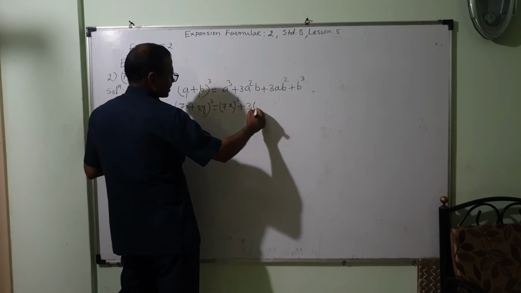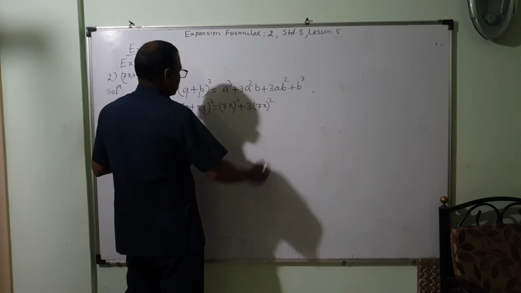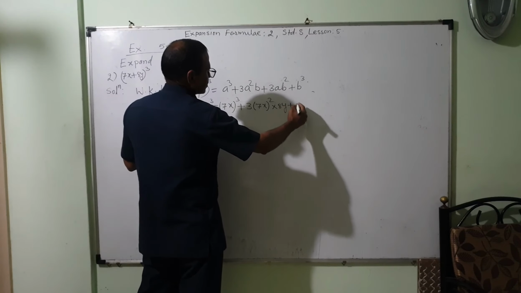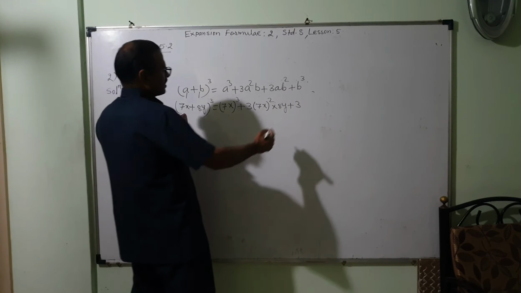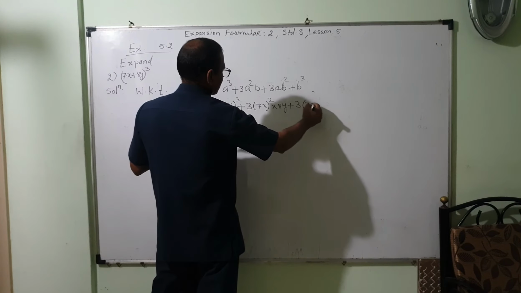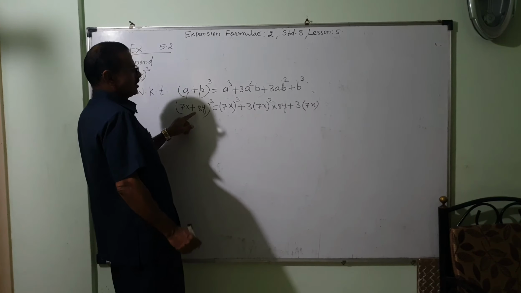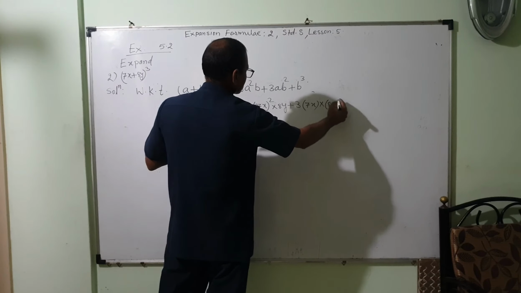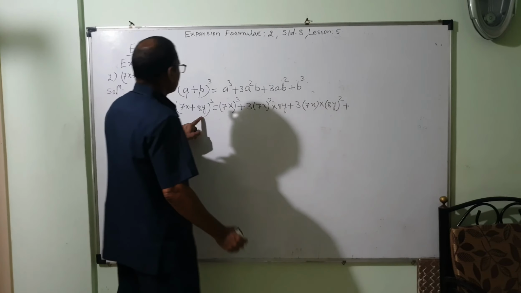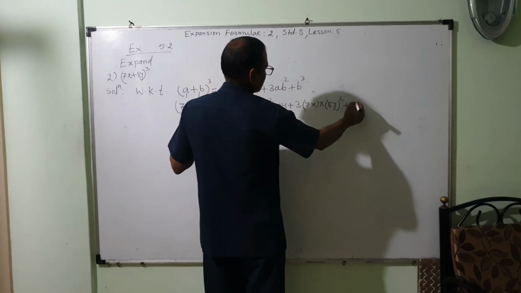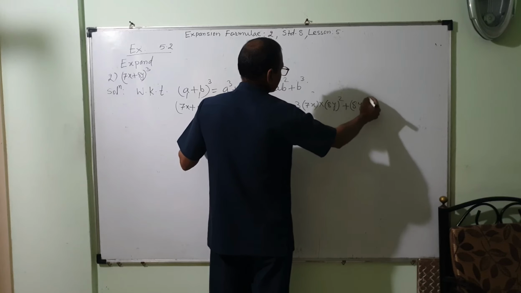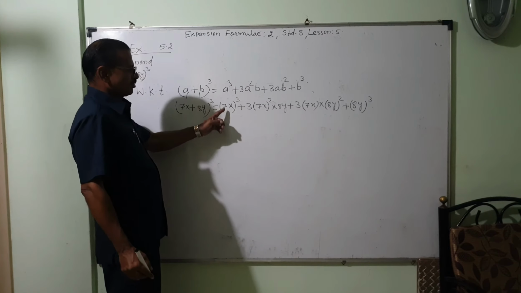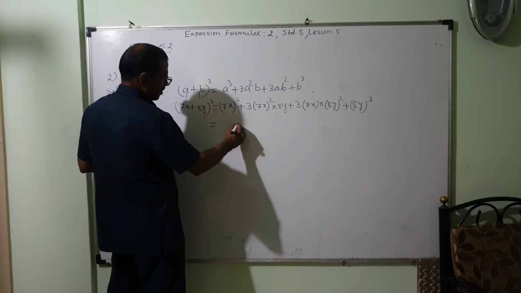A² means (7x)² into b is 8y, plus 3 a is 7x. I will put the bracket 7x into b² means (8y)² plus b³ means (8y)³. So that is equal to, this is 7³ and x³. 7³ and x³.